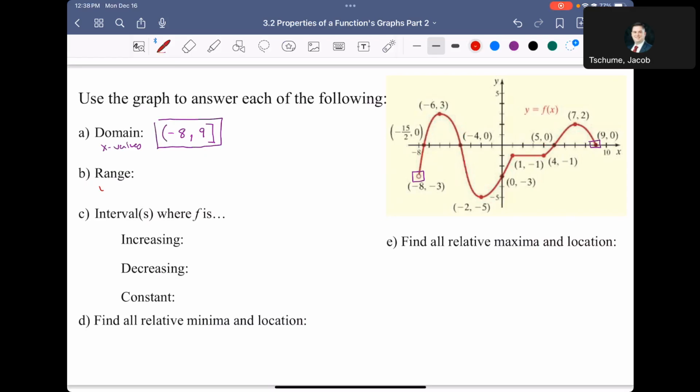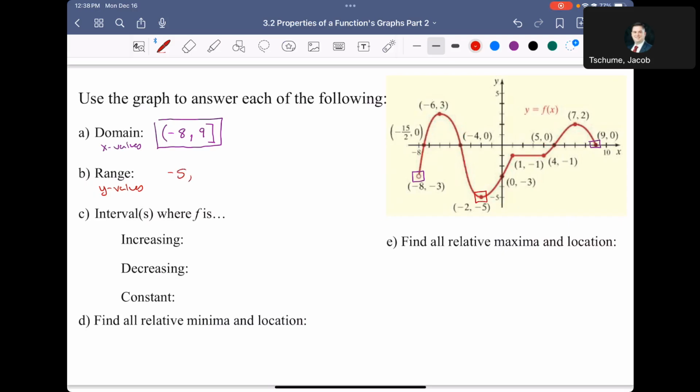Versus the range is the opposite. We now want to look at the y values. So for y, I want to find the lowest point and the highest point on this graph. The lowest point actually occurs right here, kind of in the middle at the bottom, at the point -2, -5. But since I only care about the y values here, I'm going to use the y value of -5.